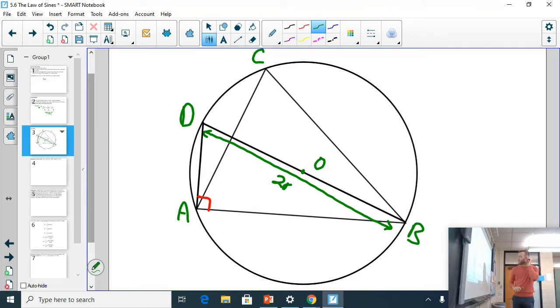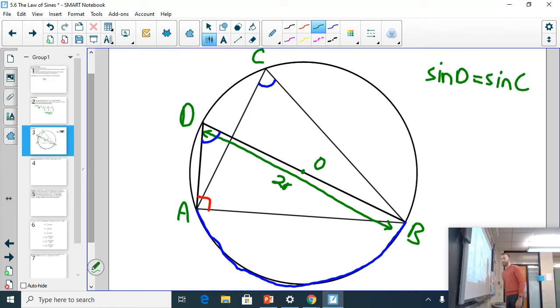So, and notice these two angles, I'll mark this one in blue, these two angles are the same, D and C. And why are they the same? That's because they both intercept this same arc. Since they both intercept that arc, those angles are the same. And so what does that tell us? That tells us that since they're the same angle, the sine of D equals the sine of C, right?